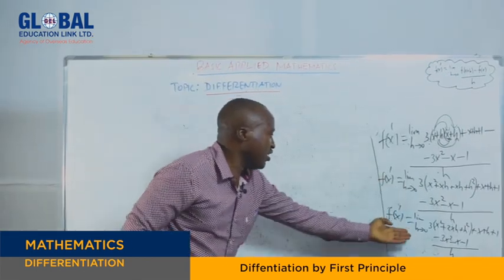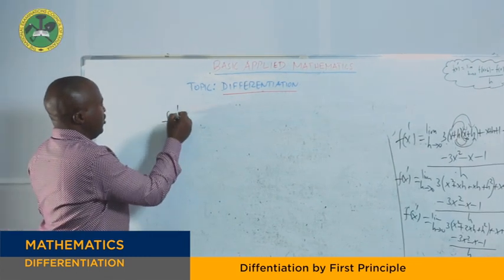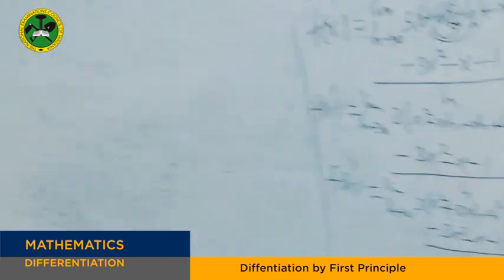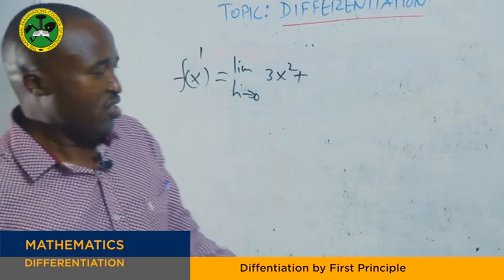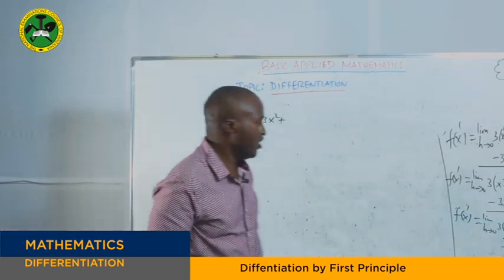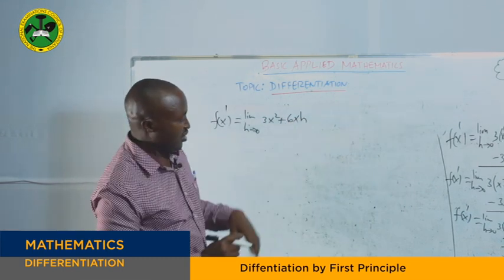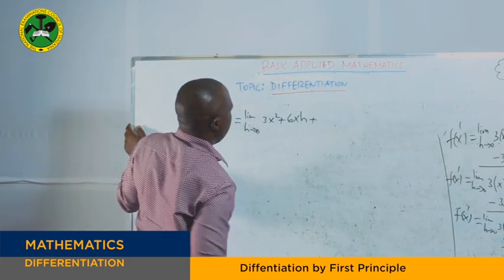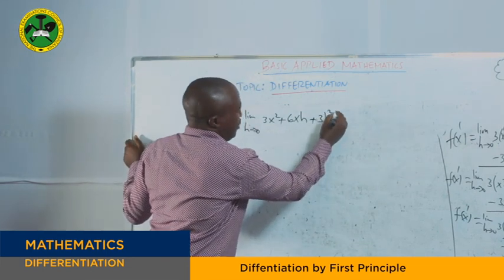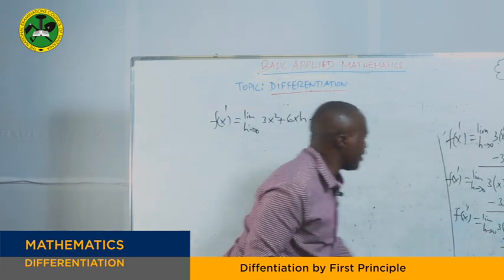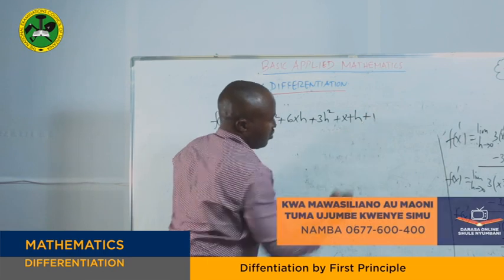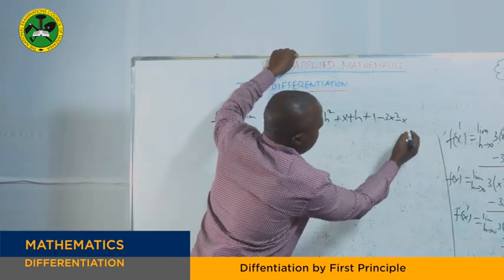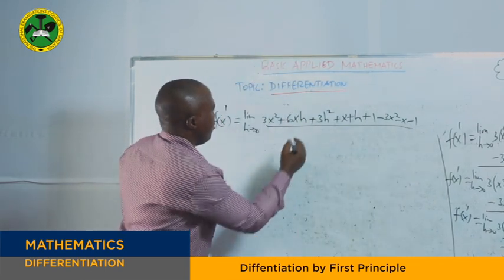Now let us open up the bracket here by saying f'(x) is equal to the limit as h approaches 0 of 3 times x squared, that is 3x squared, plus 3 times 2xh, that will be 6xh, plus 3h squared, then out of the bracket plus x plus h plus 1, then minus 3x squared minus x minus 1, the whole thing over h.